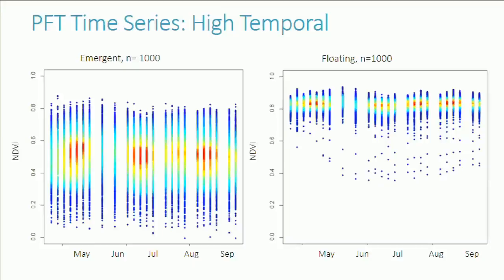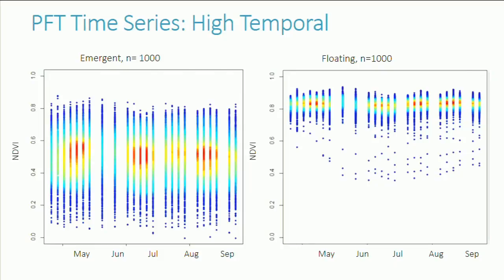And in order to get a better understanding of the overall picture, I randomly sampled emergent and floating classes with 1,000 pixels, and to orient you once again, dates on the bottom, NDVI on the y-axis, and the areas that are red mean that there's a higher amount of pixels that exhibit that NDVI value. So for the emergent class, you can see that there's quite a bit of variability in the NDVI values throughout the entire time series. And this is just for the high temporal resolution sensor.